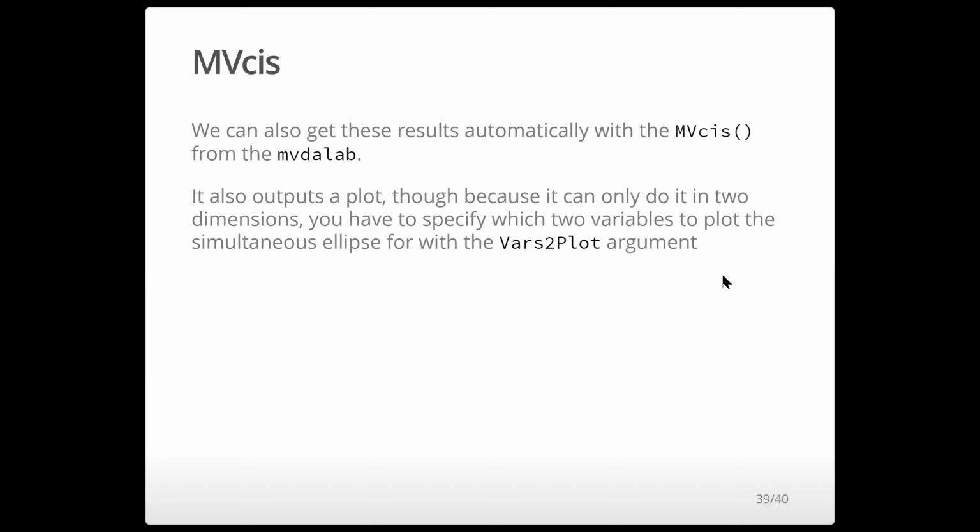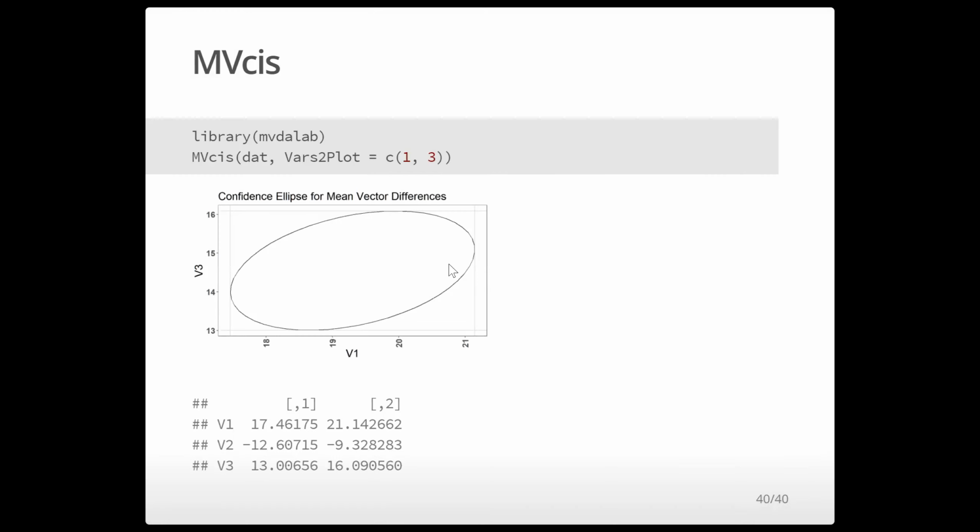And there's a function in the MVDALAB package called MVCIs. There's probably some other ones too. This will give you the multivariate simultaneous confidence intervals, and it'll also output a plot, but it can only do it in 2 dimensions. So you have to specify which 2 variables you want. You just do this numerically. So here I'm asking for variables number 1 and 3 with the vars to plot argument, and this gives me a confidence ellipse. And it also gives me the lines, which are the simultaneous confidence intervals. And then it, of course, gives me the confidence intervals down here.